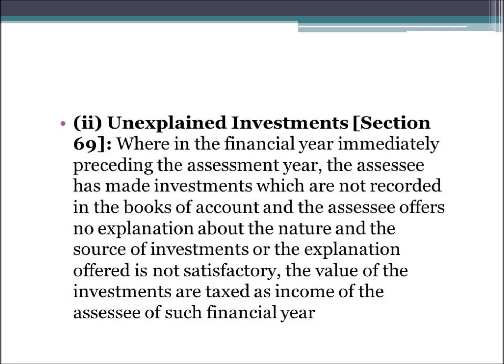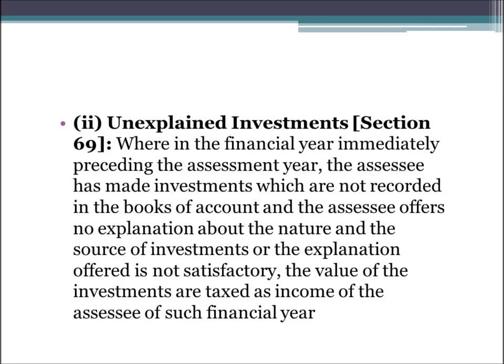First of all, what mistake or what sin we did is we did not record it in the books of account, and secondly what we did is that we did not offer any explanation about the nature and the source of investment. When we are being asked, we are not able to explain from where we got such money to invest in these investments, or when we are explaining it to the assessing officer, the assessing officer is not satisfied by our explanations. He is not satisfied that such was the nature of the money, or such was the source of the money which we invested in the investment.